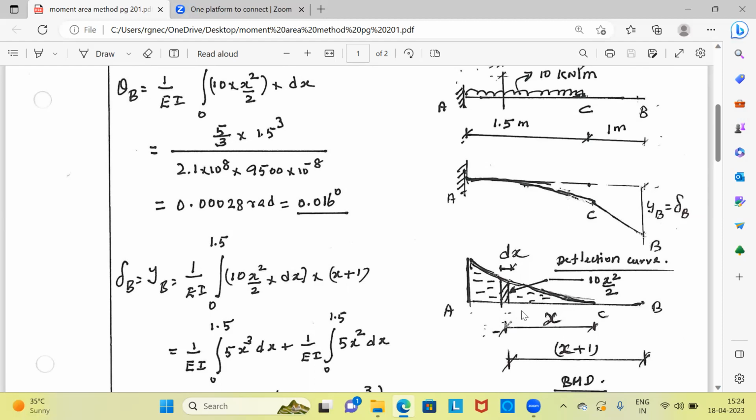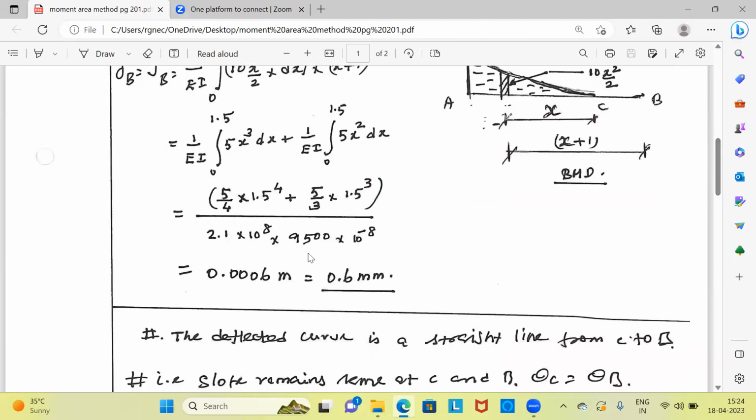Therefore, this ordinate is located at a distance of x plus 1. This is the area into distance, which gives the moment. Area is 10x square by 2 into the width of the elementary strip dx. Distance is x plus 1. C is the origin, 1 meter. B is the point from where we are measuring the distance. So this elementary strip is located at a distance of x plus 1 meter from B. This is the moment. EI goes to the denominator, with E in kilonewton per meter square and I in meter power 4.